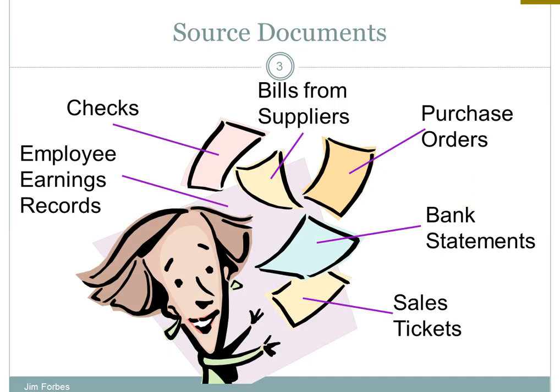First, what are source documents? Accounting likes to get its information from as much third party as possible, because that adds to the verification and accuracy. And those third party documents can be like checks, bills from your suppliers, purchase orders, bank statements, sales receipts. Again, it adds to the validity that a third party has verified this kind of financial information.